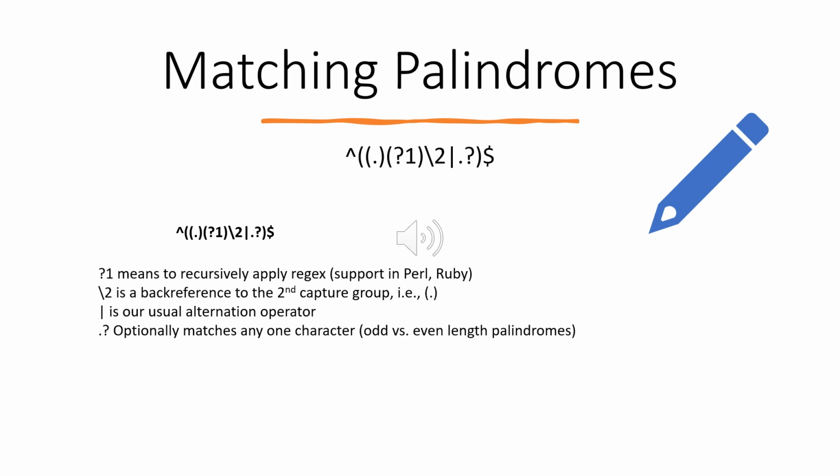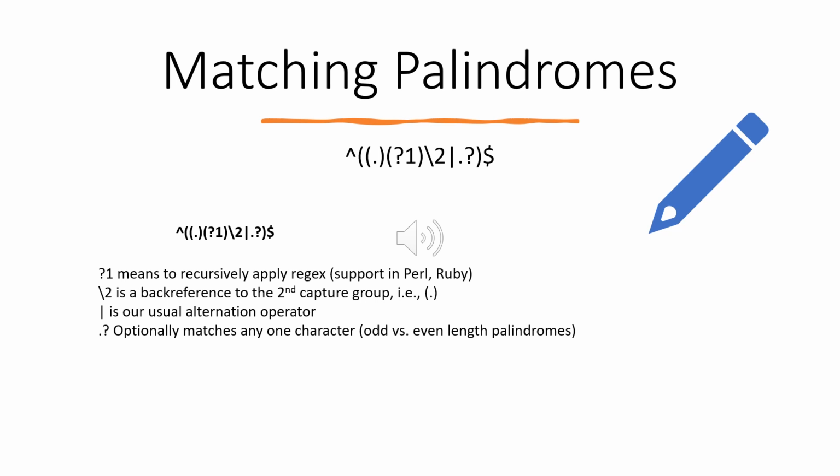The question mark 1 is sort of the key element here, and what that does is that it recursively applies the regex rule, and this is supported in languages like Perl and Ruby. And that already breaks away from our formal understanding of the regular languages, this idea of recursion, right? But then we also have this idea of a back reference and capture groups.